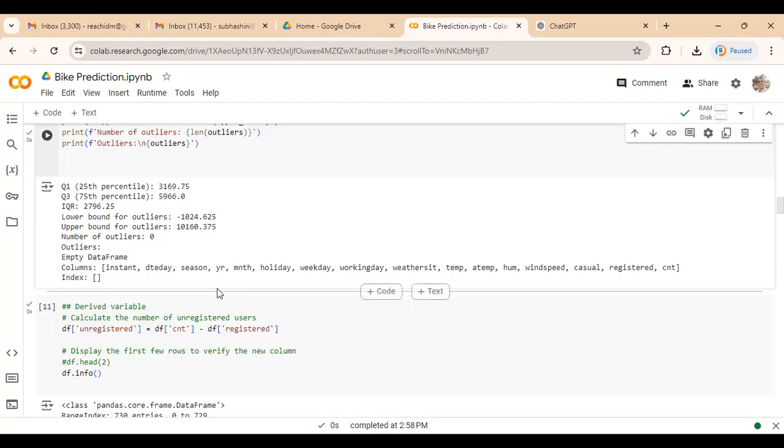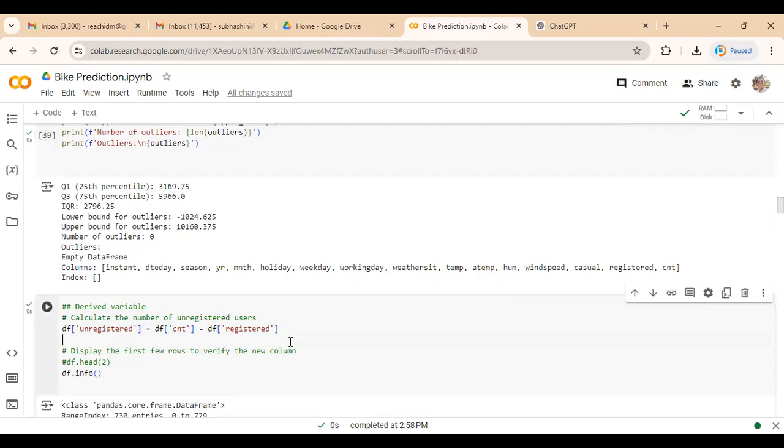So the calculations you can see over here: the 25th percentile is 3,169, the 75th percentile is 5,966, the interquartile range is 2,796, and the number of outliers is 0. So what the system is saying is that, given the distribution, there are no outliers in our y variable. Very good.